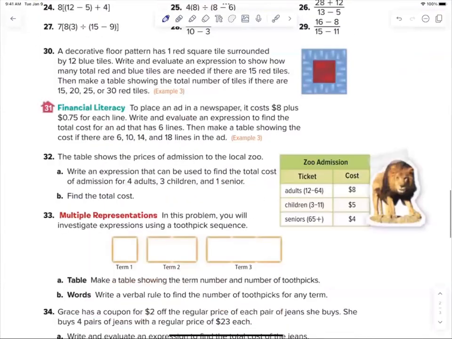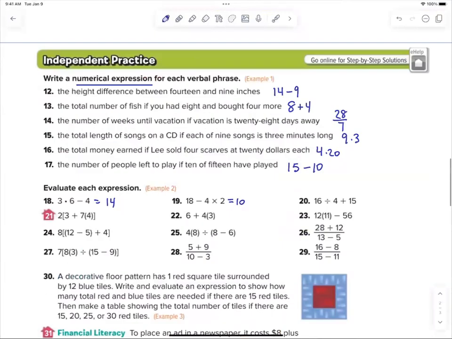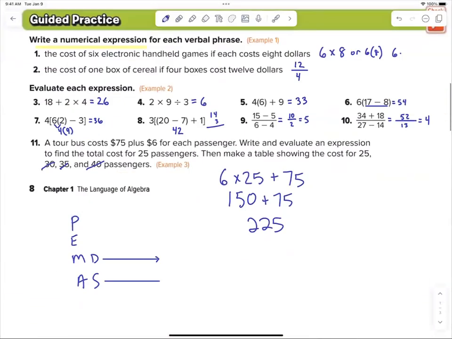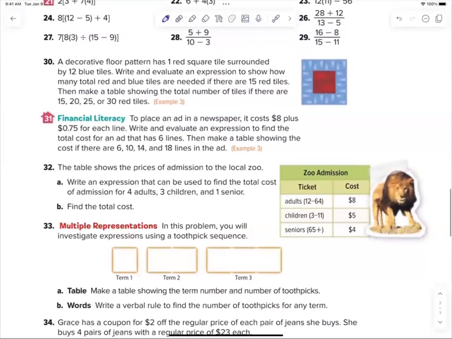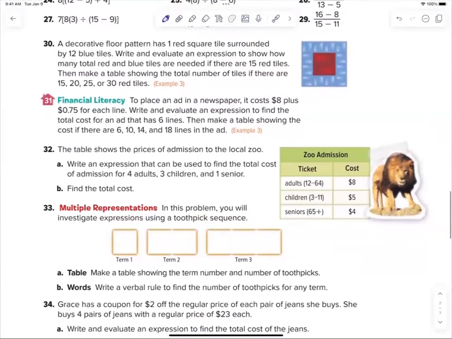All right. Whoa. Hold on a second. I want to look at my assignment here. All right, I would like everyone to take a look at number 32. I'm going to do number 32 with you because I think it's a little bit harder. You're right. All right, so here we go.